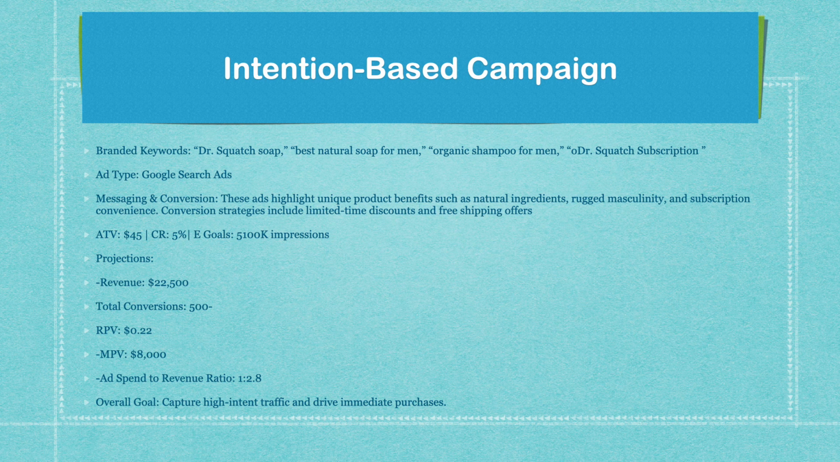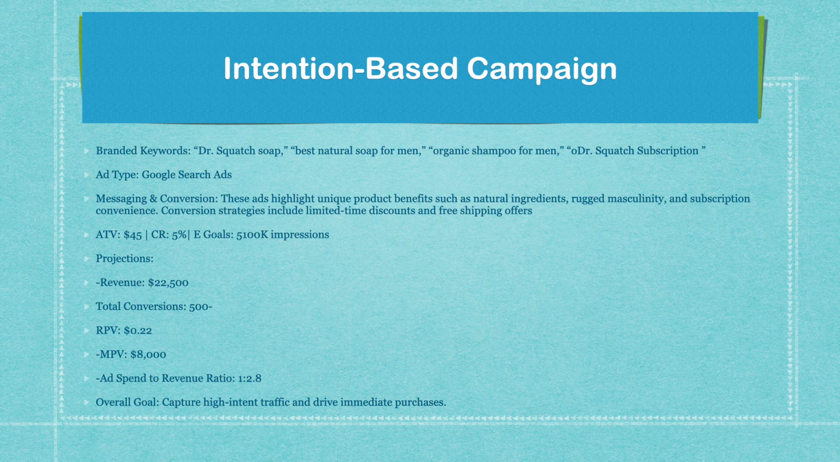This campaign is all about capitalizing on high intent searches, users who are already looking for products like ours. Our branded keywords include Dr. Squatch soap, best natural soap for men, organic shampoo for men, and Dr. Squatch's subscriptions. Our ads will be placed on Google search ads.